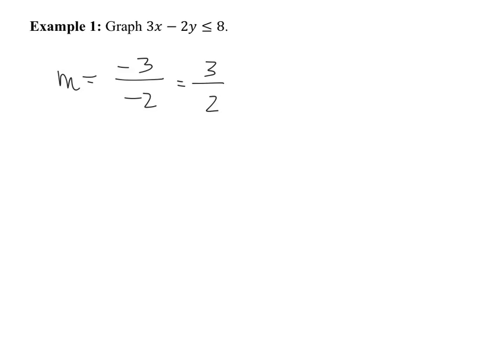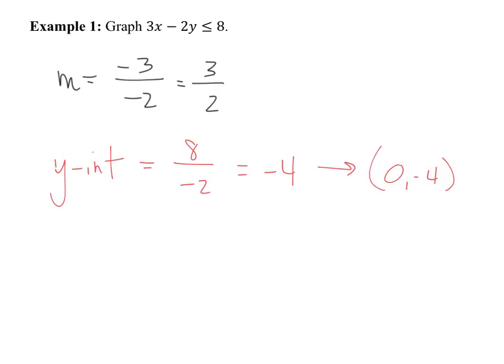If you didn't remember, all you have to do to find the y-intercept is set x equal to 0. So just cover this up and solve it. It's really just c over b, so it's going to be 8 over negative 2. So there's our coordinate 0, negative 4. So we can go ahead and graph this.